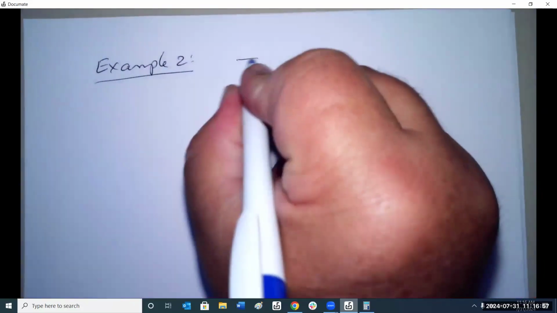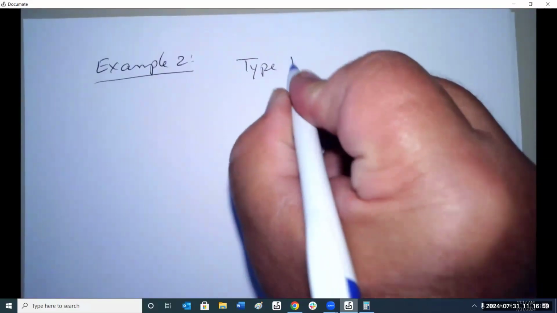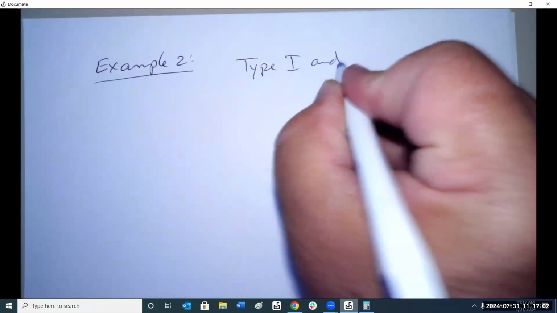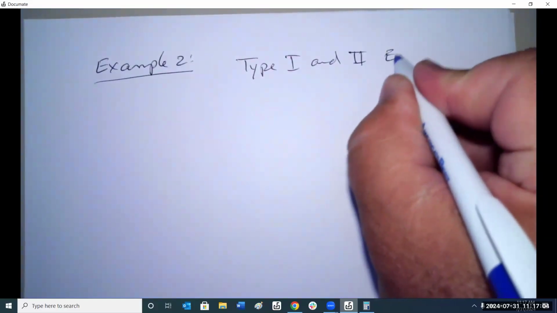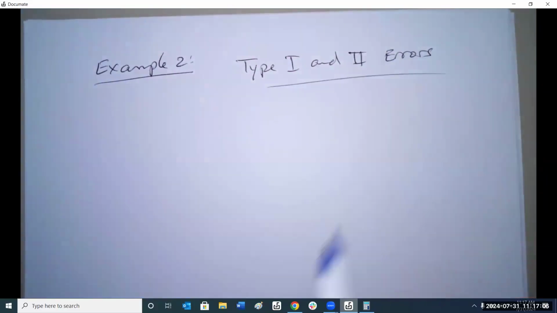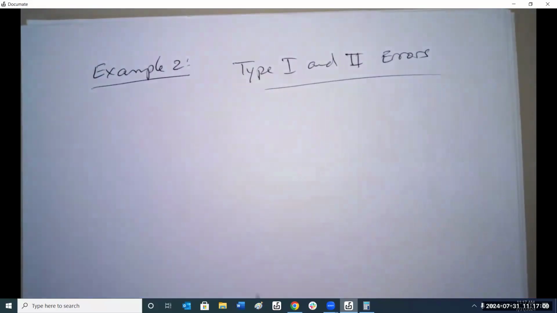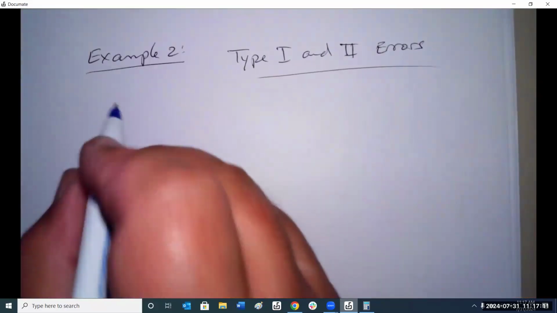And the last, this is the last example. No, we have one more after this. Example 2. Type 1 and 2 errors. Okay. Consider the claim that, here's the claim.